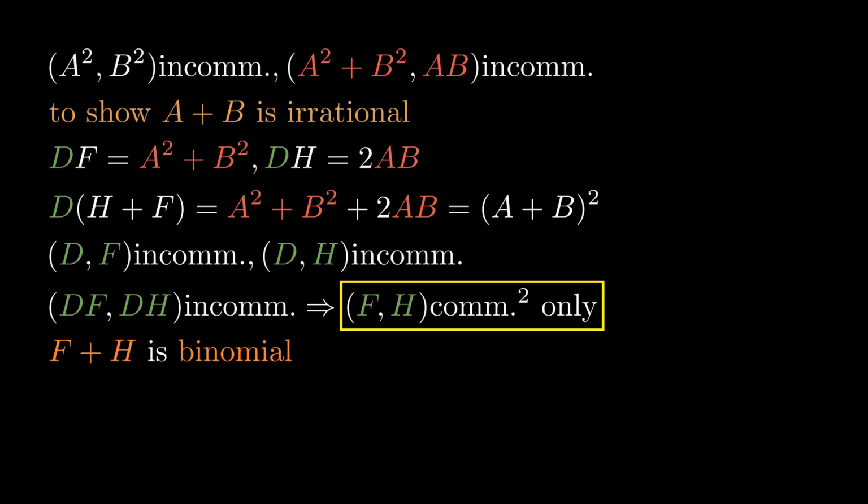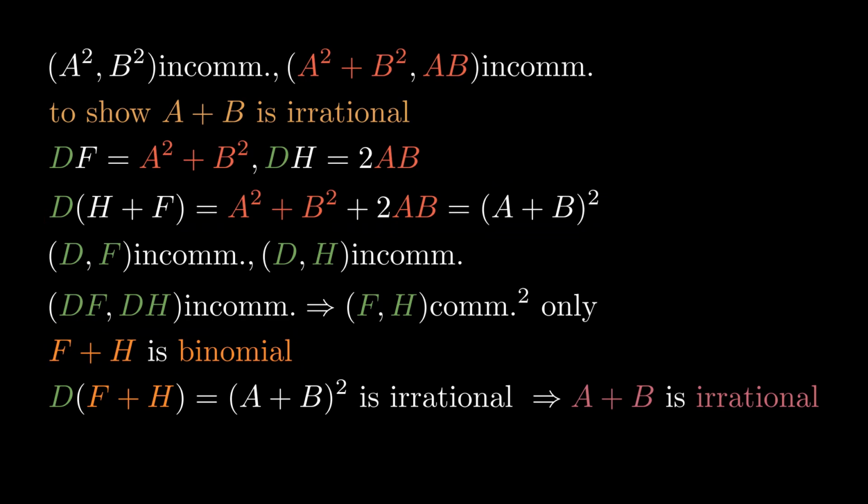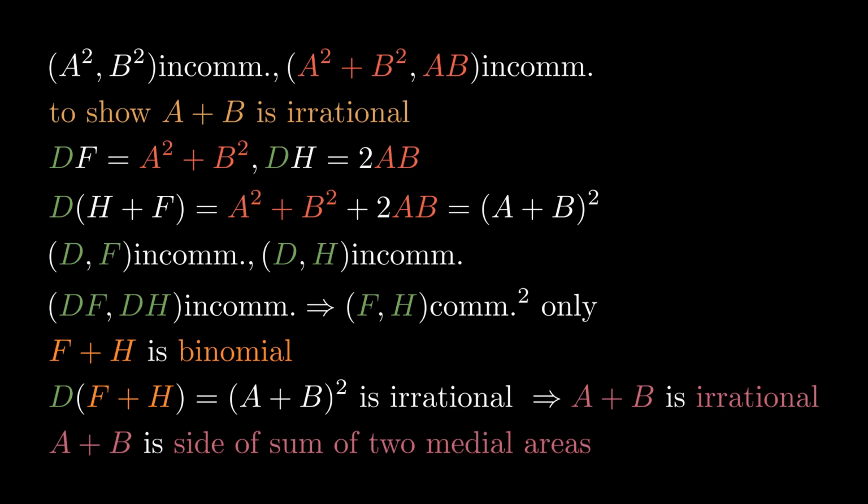So f plus h is irrational and is called binomial, which was defined in proposition 10.36. Since d is rational, d times f plus h is irrational, and d times f plus h equals a plus b squared. So a plus b squared is irrational, so a plus b is irrational. This is called side of the sum of two medial areas.